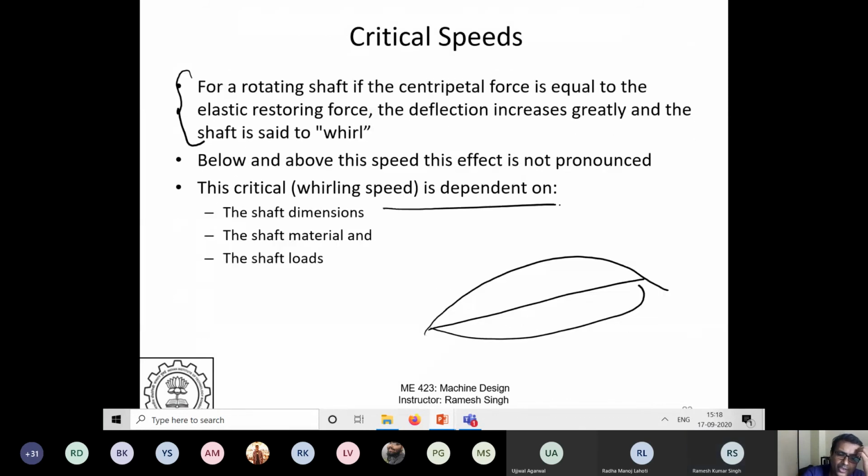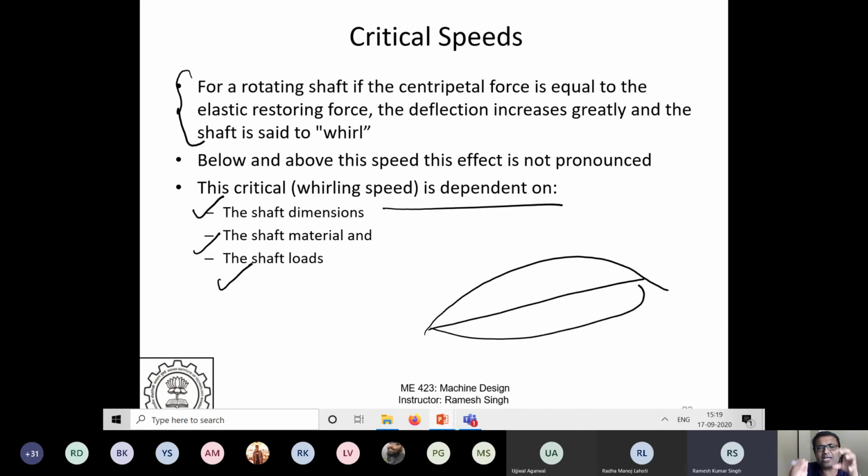Critical speed. And below and above this speed, nothing will happen. But as you get close to the speed, then there would be issues. So the shaft dimensions, the shaft material, and the shaft loads are what govern this critical speed. Okay, I'll not derive anything today, but I just wanted to give you an idea of a critical speed.